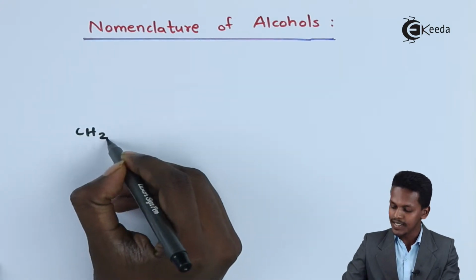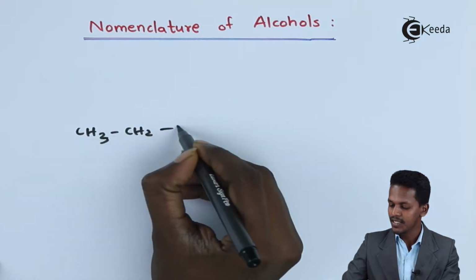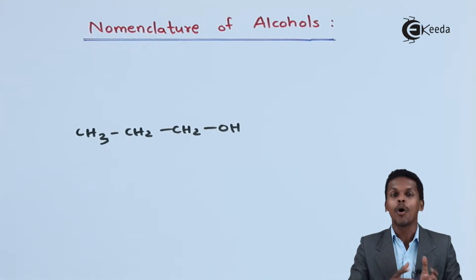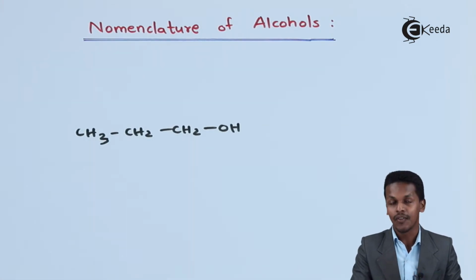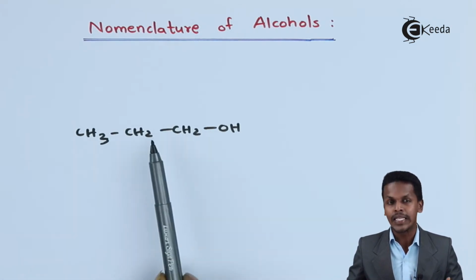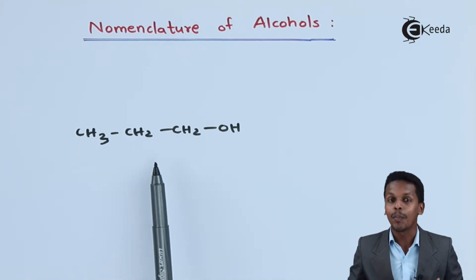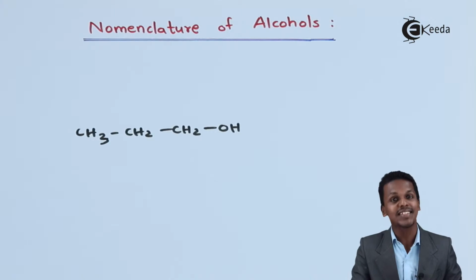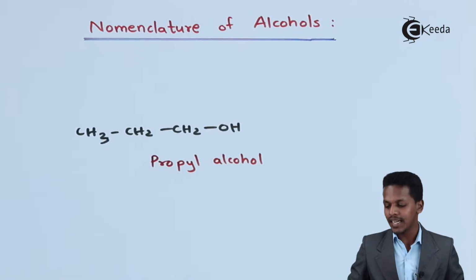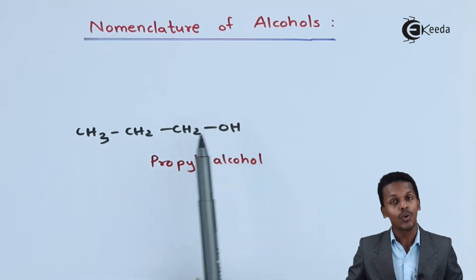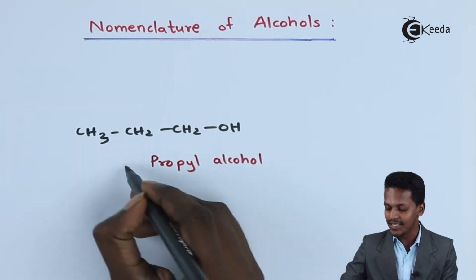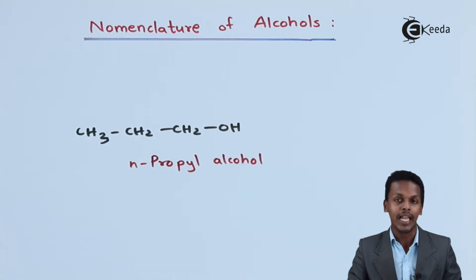Suppose I'm considering CH3, CH2, CH2 and this is OH. We understand that the common name ends with alkyl alcohol. For example, this alcohol consists of 3 carbon atoms, which means it is propyl alcohol. So we could name this one as propyl alcohol. But here there is no branching, and the functional group, OH, is attached to a carbon atom in a straight chain. That's the reason we could name this as N-propyl alcohol, which means normal propyl alcohol.